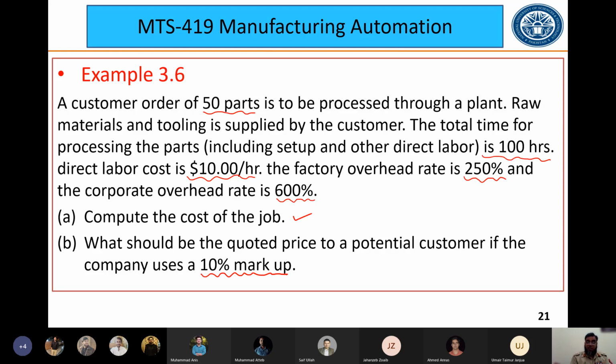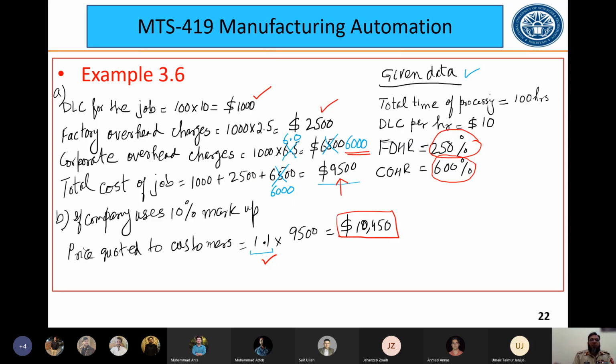ठीक है, ये आपको दे दिया गया है कि यार फैक्ट्री ओवरहेड जो है वो 250% जो आपकी मैन्युफैक्चरिंग कॉस्ट का है उसका 250% है फैक्ट्री ओवरहेड्स. ओके, सो कंप्यूट द कॉस्ट ऑफ द जॉब. What should be the quote price to a potential customer if the company uses a 10% markup, यानी 10% profit के अंदर काम करना चाहती है.